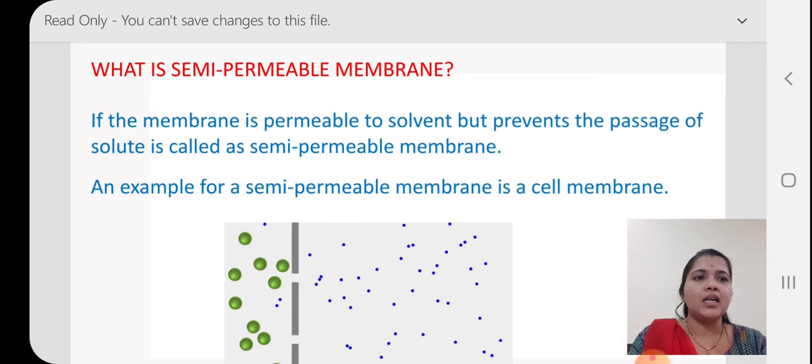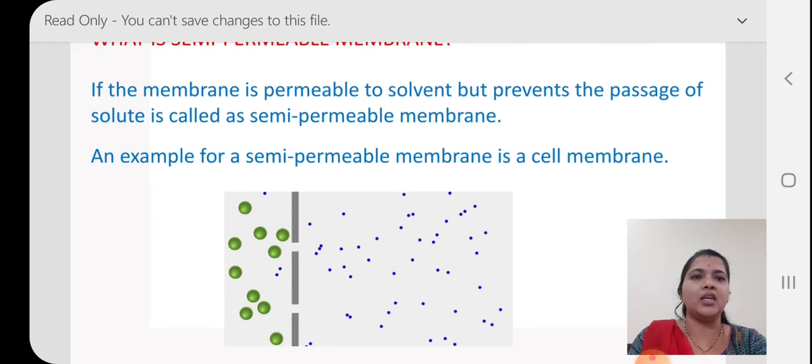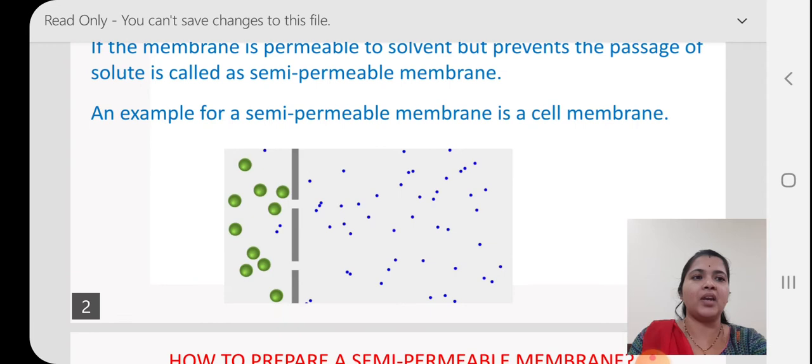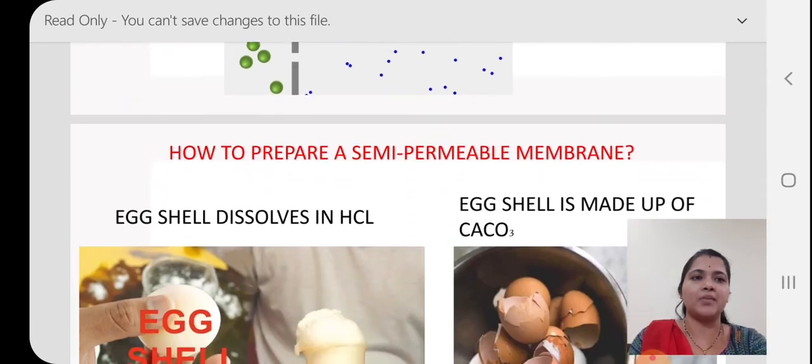A semi-permeable membrane is nothing but a cell membrane. Here, are you able to see? It is permeable to solvent but prevents the passage of solute. So only solvent is coming inside and solute stays outside of the plasma membrane. It is not allowing the solute. So a semi-permeable membrane is nothing but the plasma membrane.